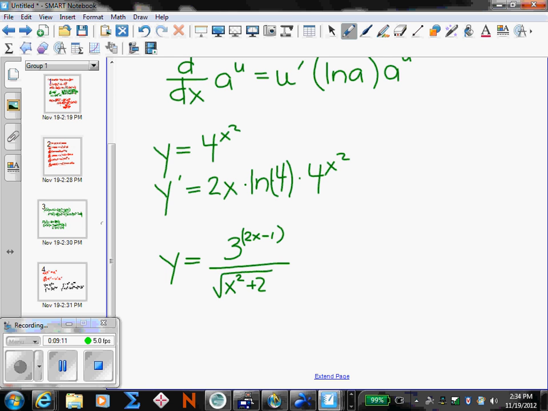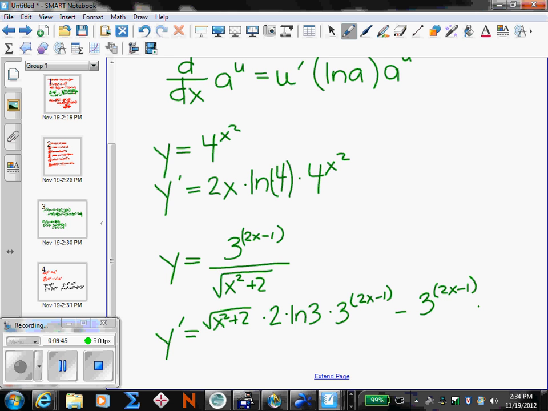I look at that. I determine that I'm going to have to use the quotient rule. So I do the bottom times the derivative of the numerator. Well, the derivative of a to the u is u prime natural log of a times the problem, which is 3 raised to the 2x minus 1 in this case. So that's the bottom times the derivative of the top minus the numerator times the derivative of the denominator.